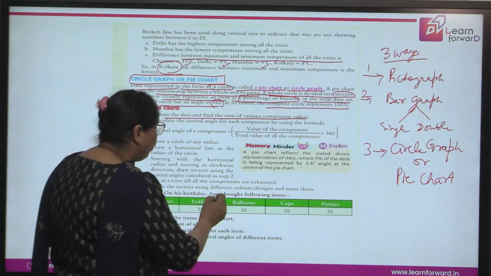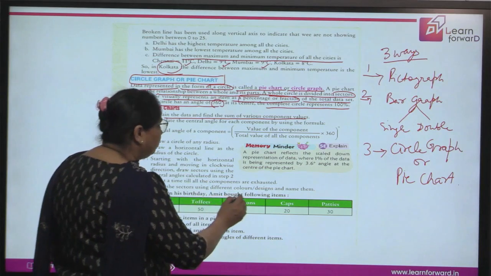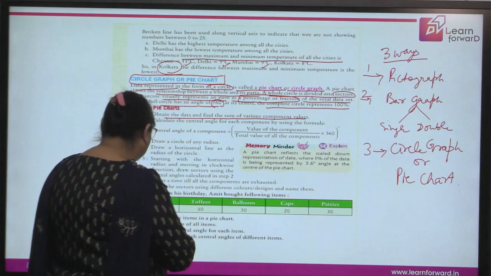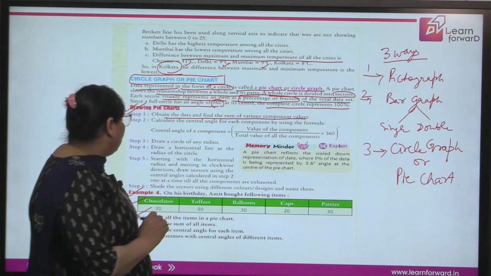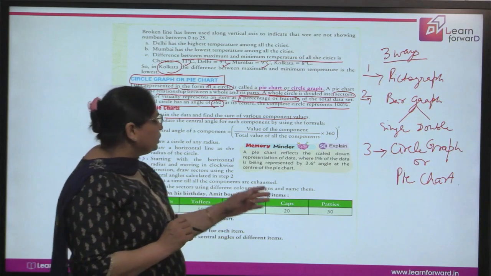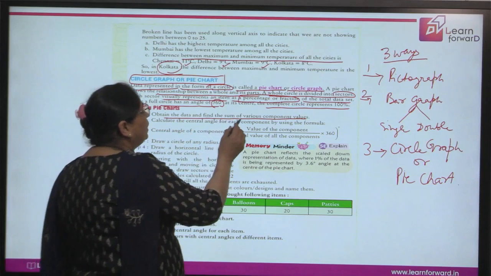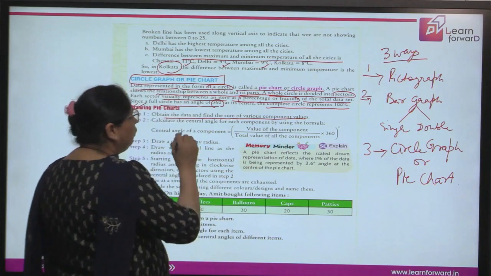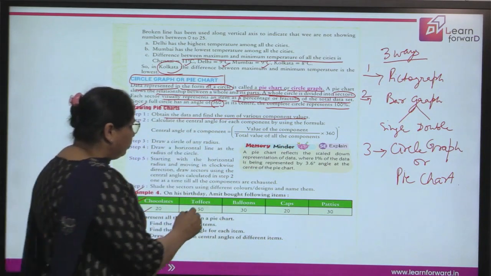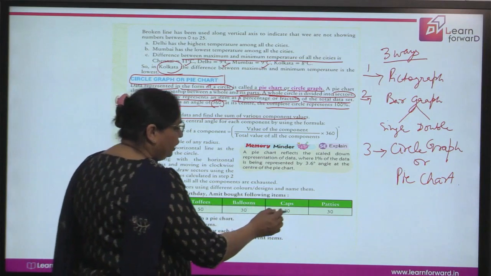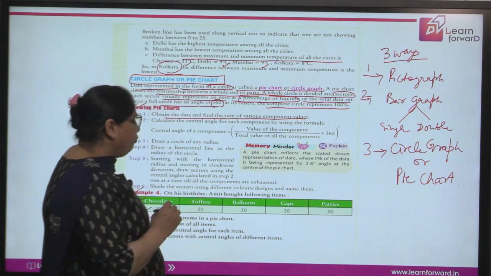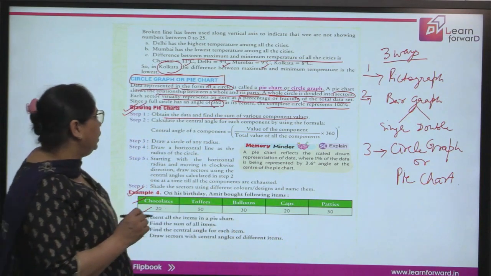On his birthday, Amit bought the following items. These are the items and the number of items: chocolates, toffees, balloons, caps and patties. First of all, obtain the data and find the sum of the various components: 50, 30, 20 and 30.